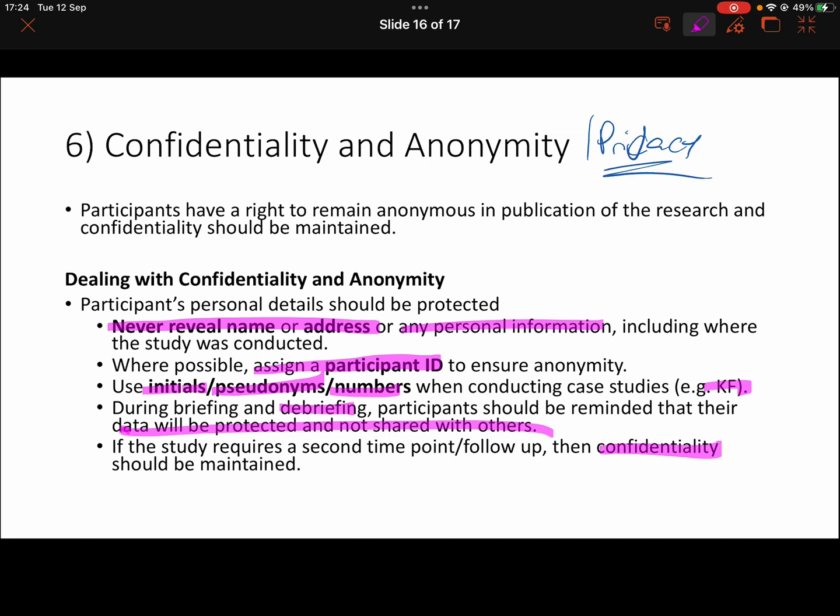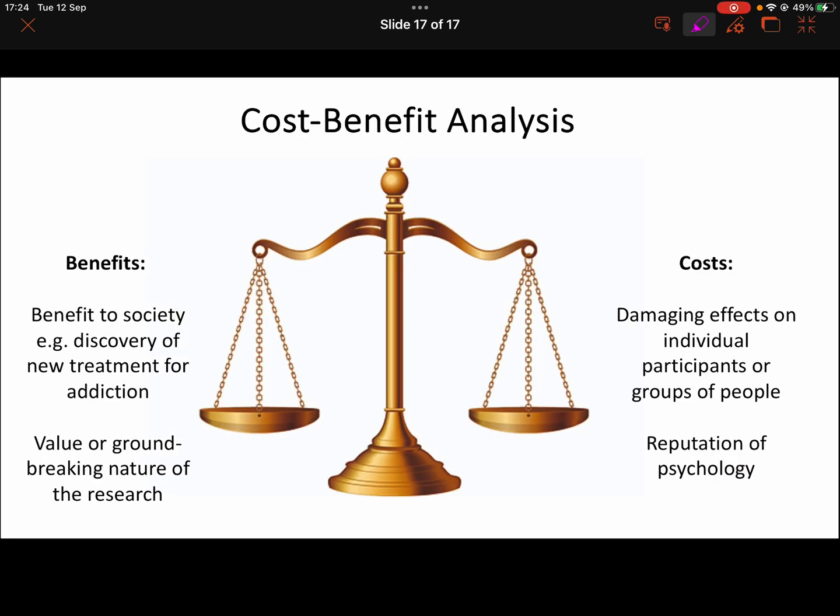Back to the BPS's role here, the British Psychological Society's role. Now, whenever they're deciding whether research can go ahead or not, they need to perform a cost-benefit analysis. They need to weigh up the needs of the researcher to get authentic data against the needs of the individual participant to have their well-being and their dignity respected. So they're always going to follow this cost-benefit approach.